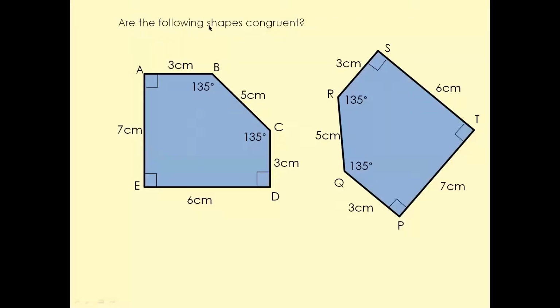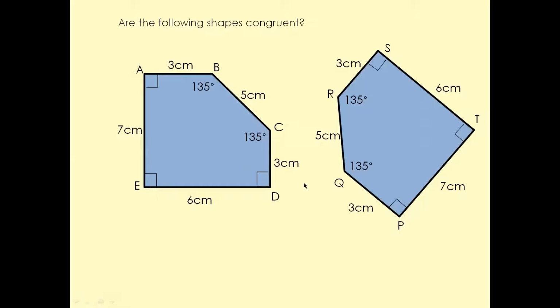Let's have a look at this question. Are the following shapes congruent? Okay, guys, have a look at this. So remember, if you rotate the shape, if you reflect the shape, or if you move the shape in any other fashion, as long as you find the corresponding sides, and if they are equal, and corresponding angles are equal, that means the shapes are going to be congruent.